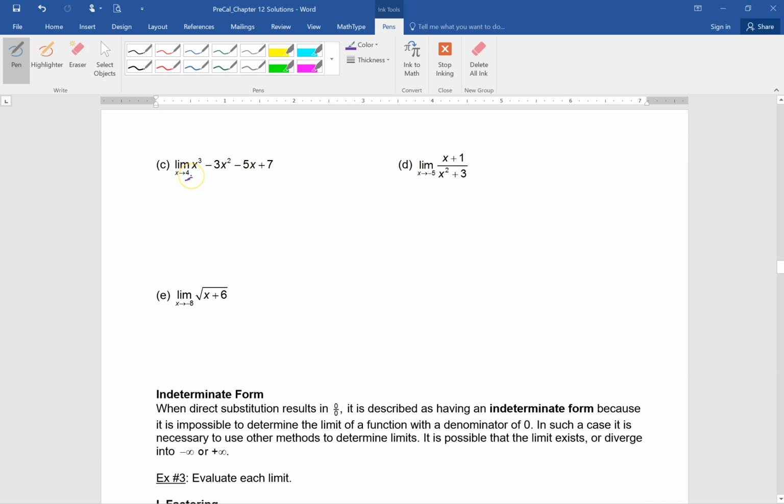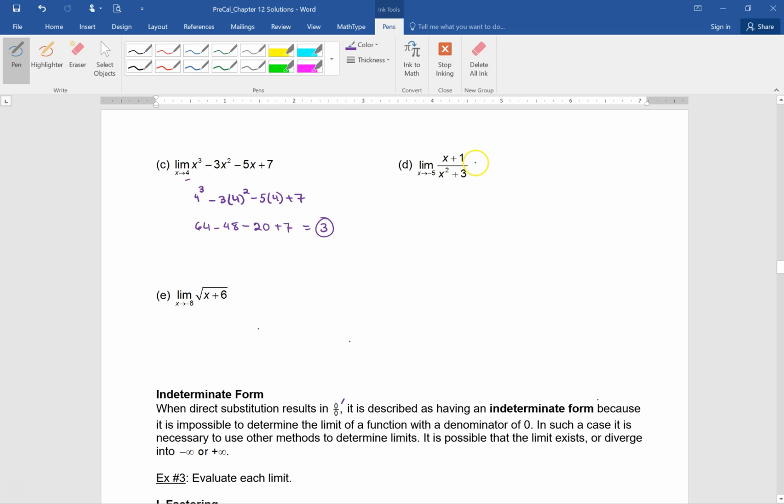Here, x is approaching 4, so we plug it in there. 4 cubed minus 3 times 4 squared minus 5 times 4 plus 7. What does that equal? 4 cubed, 64, minus 3 times 16, minus 20, plus 7. And how much do we get there? You have an answer? 3.